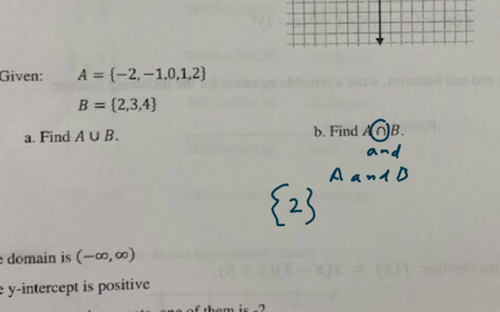If they had nothing in common, then it would have been the empty set. But notice how both of them have 2. That is the only number that is in both A and B.